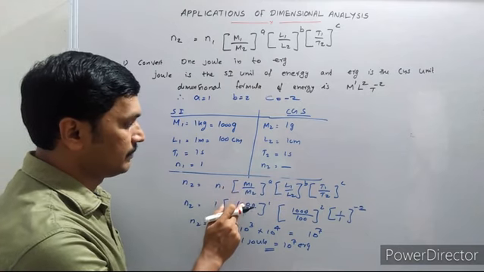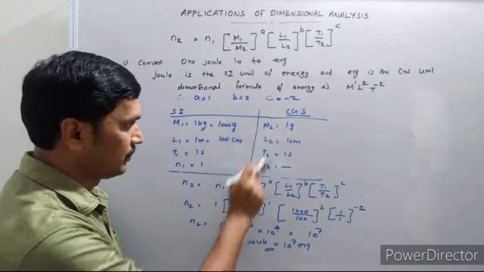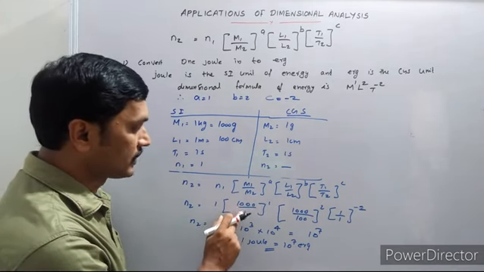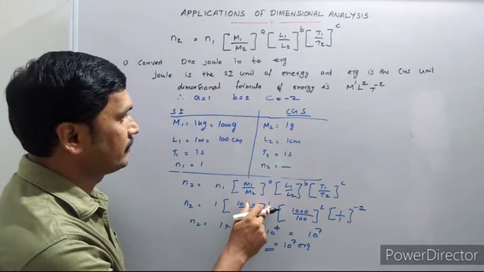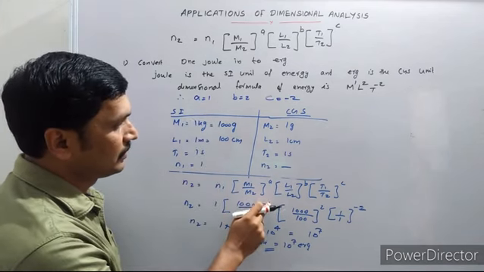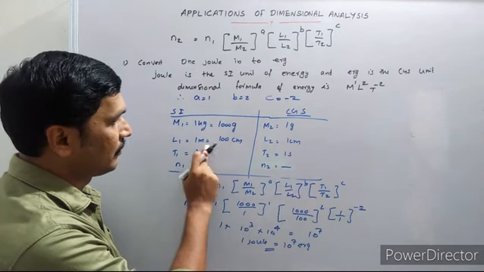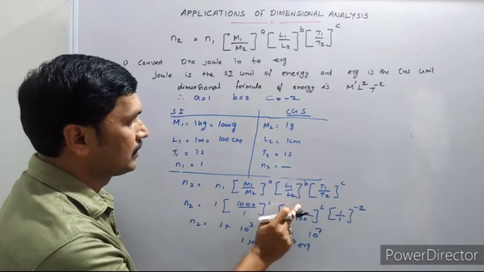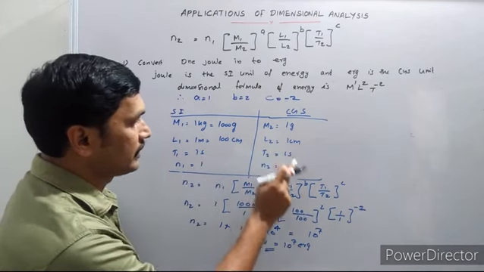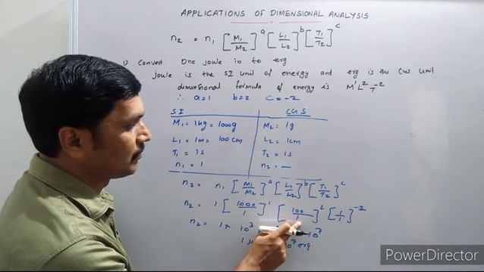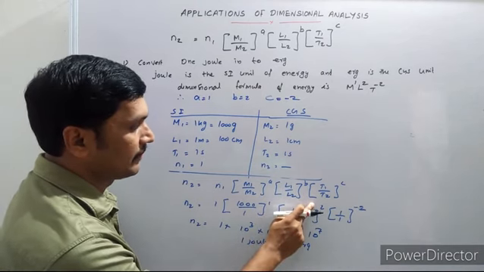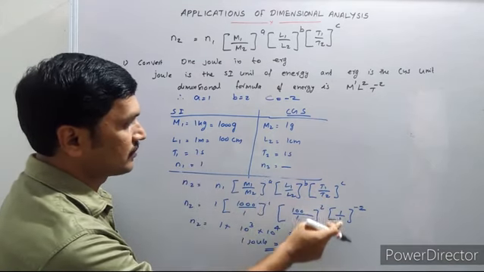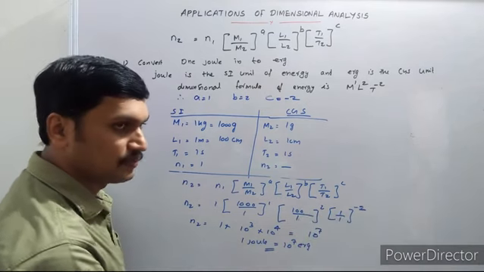Substitute for M1 and M2. M1 is 1000 gram, M2 is 1 gram. Gram and gram cancel. So (1000 by 1) whole raised to 1, because the power A is equal to 1. L1 by L2: L1 is 1 meter or 100 centimeter, L2 is 1 centimeter. That's (100 by 1) whole square. T1 by T2: T1 is 1 second, T2 is 1 second, so (1 by 1) whole raised to minus 2.